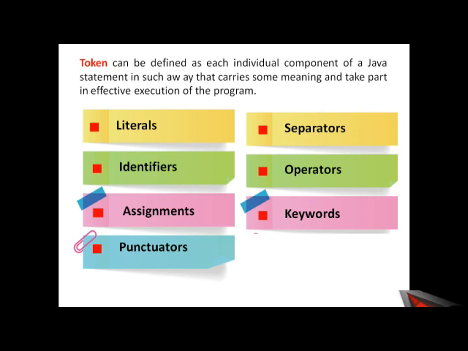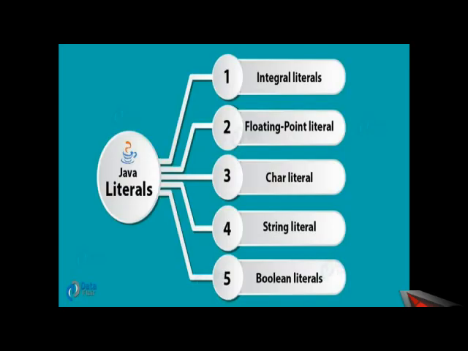Basically, there are 7 types of tokens. Number 1, literals. 2, identifiers. 3, assignments. 4, punctuators. 5, separators. 6, operators, and the last one, keywords. So let's look at them individually in detail. We will start with the literals.